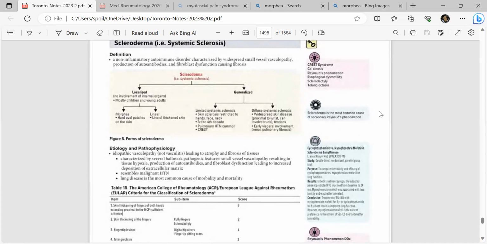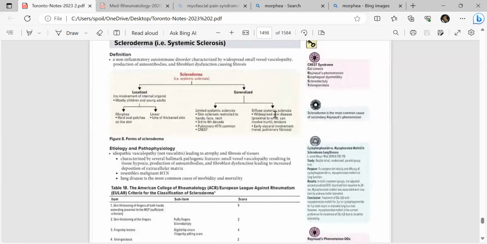Scleroderma is the most common cause of secondary Raynaud phenomenon, and CREST is included in limited systemic sclerosis, which is the mnemonic of calcinosis, Raynaud phenomenon, esophageal dysmotility, sclerodactyly, and telangiectasia. The generalized one can be limited or diffuse. In the limited form, skin sclerosis is restricted to the hand, face, and neck. It happens in the third to fourth decade. Pulmonary hypertension is very common, and CREST syndrome is there.